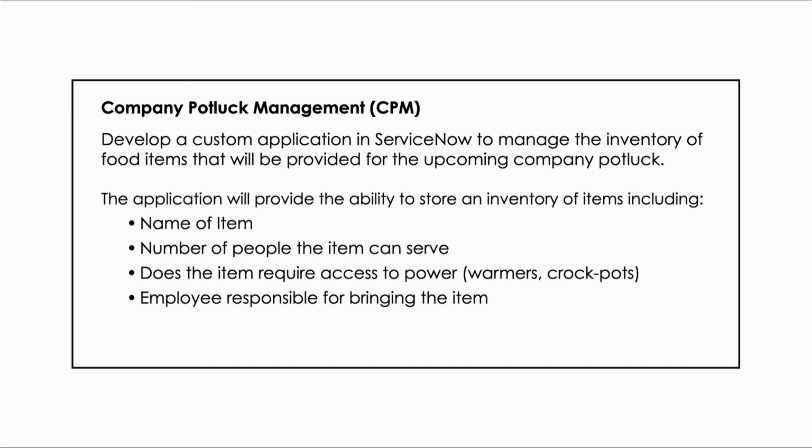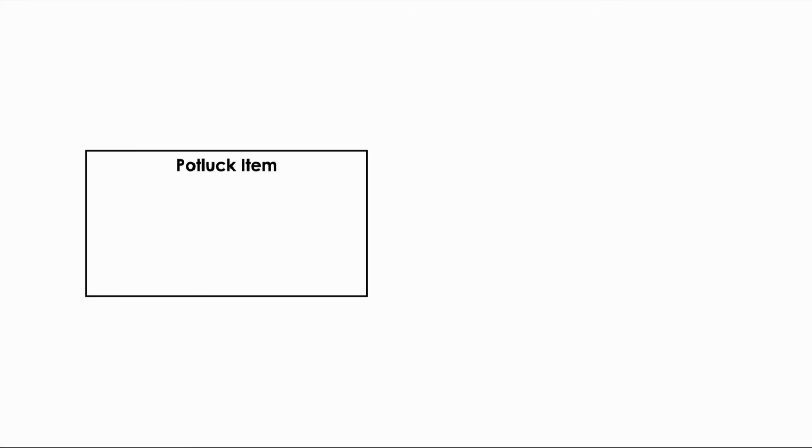We put some thought into the design of our table and we come up with this. We'll name our table Potluck Item, and we'll include 4 fields as follows. First, we'll create a field labeled Item Name. We'll use a string data type to allow for storing general, free-form text. Next, we'll define a field labeled Servings to store the number of people that the item can serve, and we'll use an integer data type for that.